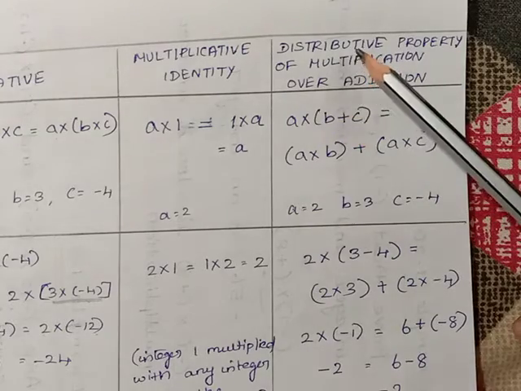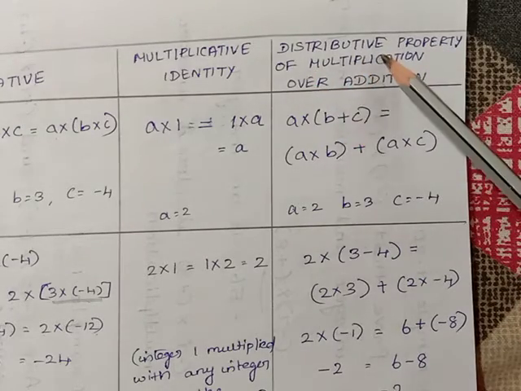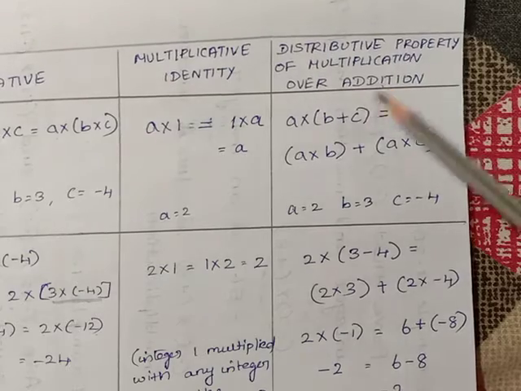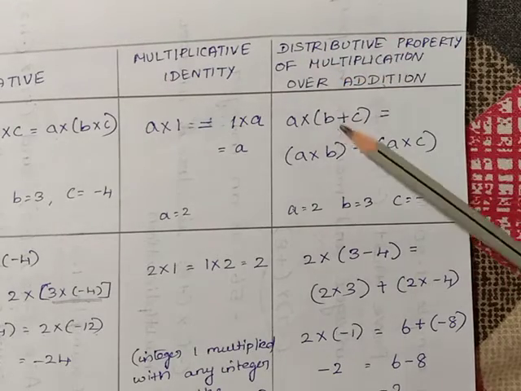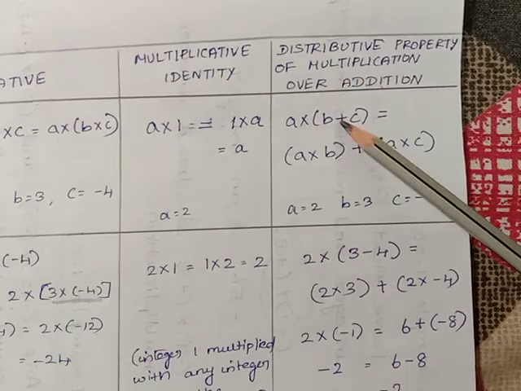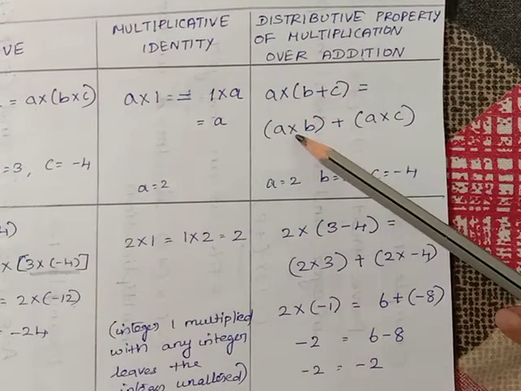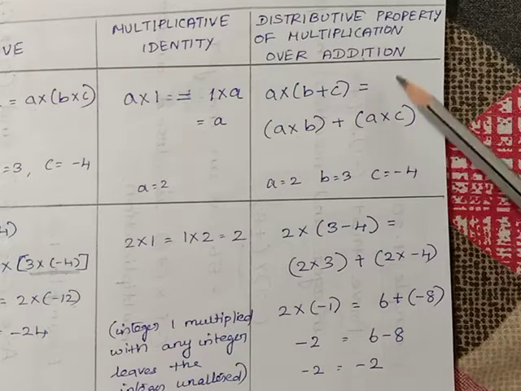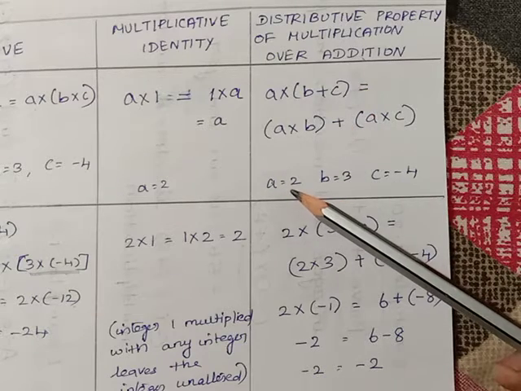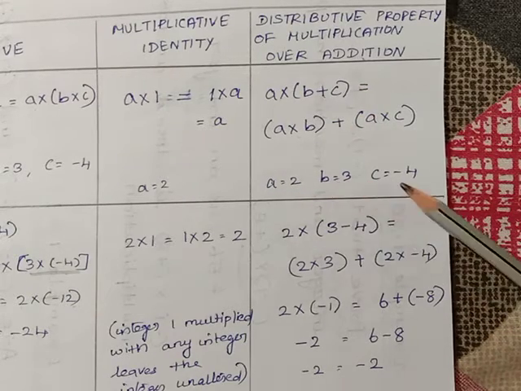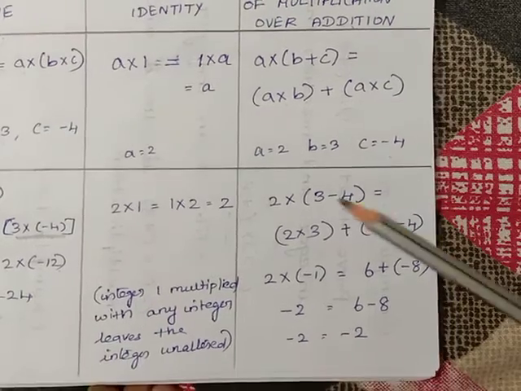Your last property, distributive property of multiplication over addition. We are going to find the distributive property of multiplication over addition. That is a into (b plus c) is equal to a into b plus a into c. So let us substitute the values a equal to 2, b equal to 3, c equal to minus 4.